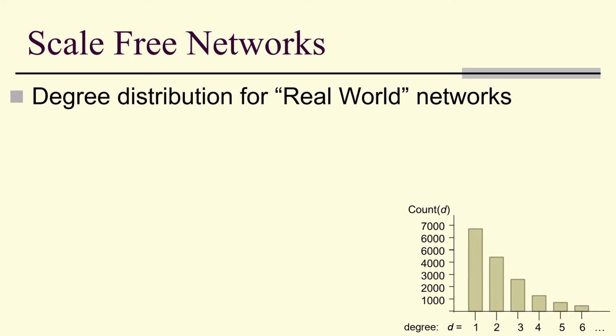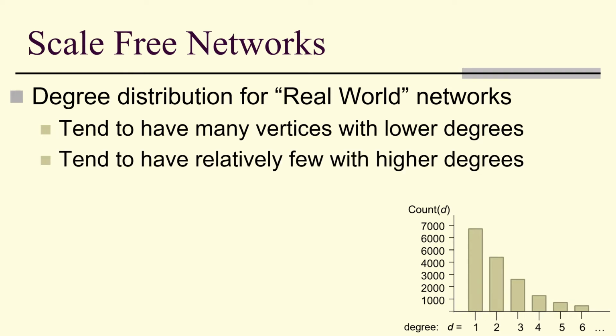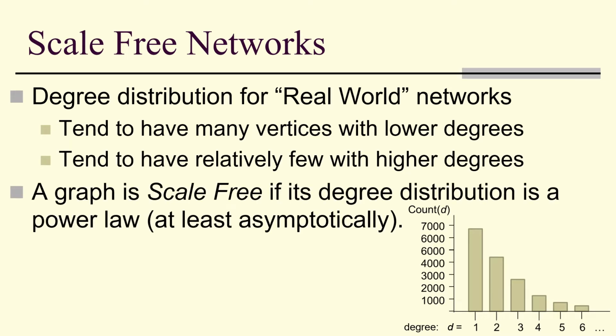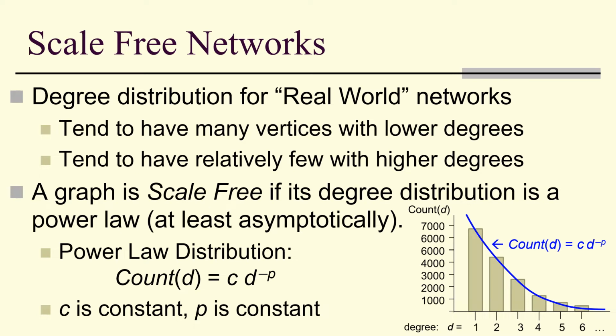Scale-free networks are when you have a degree distribution for a real-world network of a special type. They have vertices with lower degrees, and that's most of the vertices, but a few that have very high degree. So a graph is defined to be scale-free if its degree distribution is a power law, or at least asymptotically is a power law. A power law is just a function defined by the variable to a power, in this case a negative power. Here c is constant and the power p is constant.